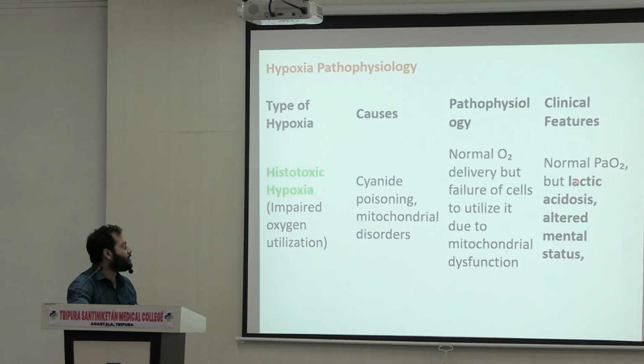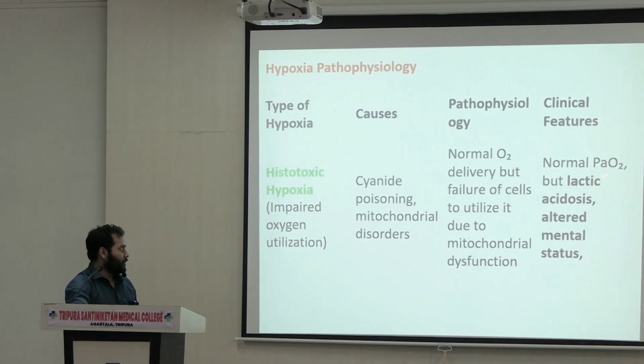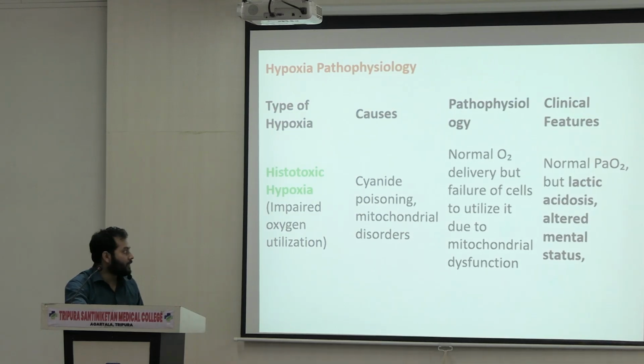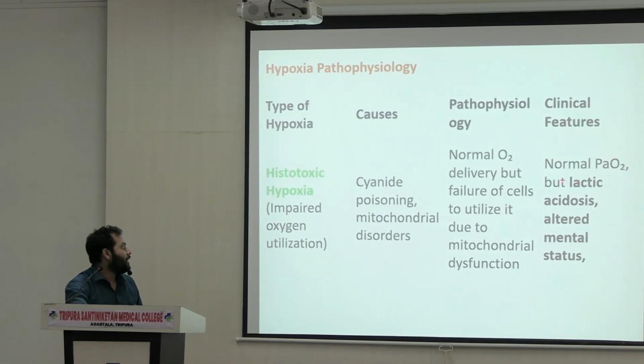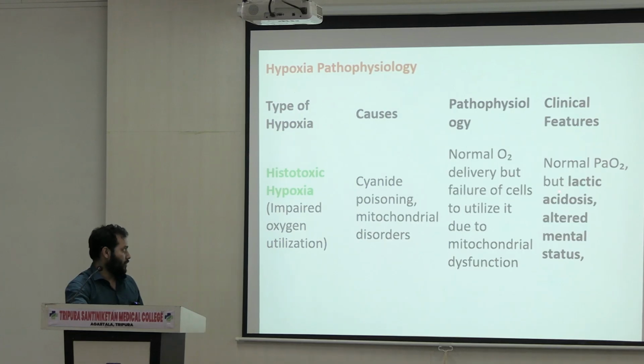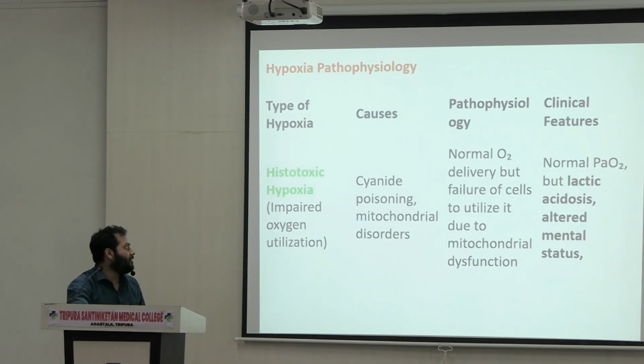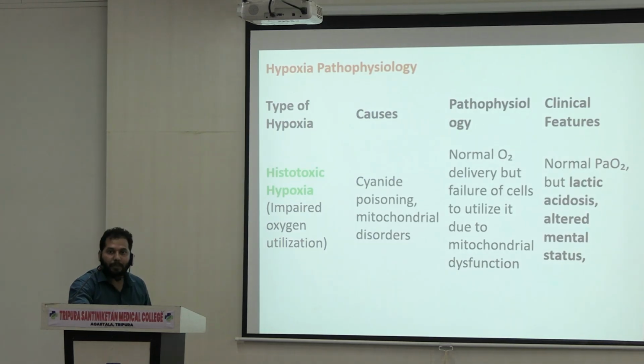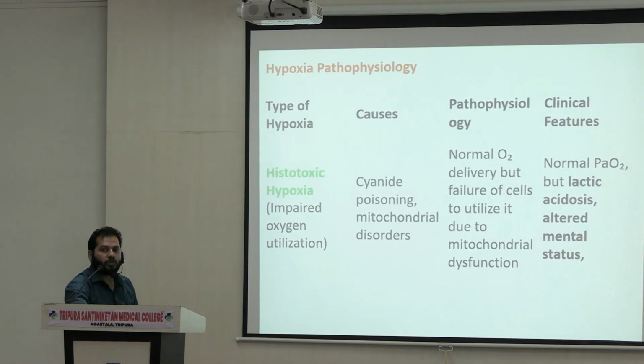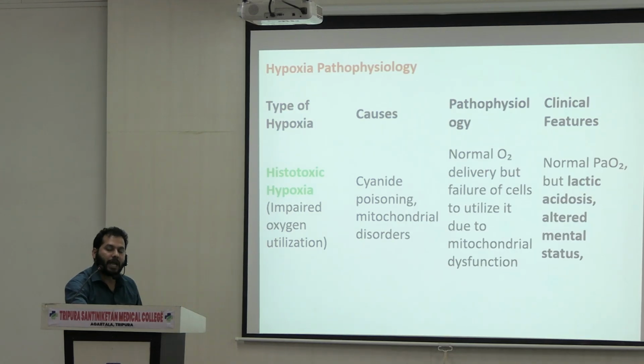Now what are the clinical features? Normal partial pressure of oxygen, but lactic acidosis, right? Meaning as the functions of cells are altered, due to changes in H+ concentrations. So here you can see the clinical features contain lactic acidosis, and even in some cases altered mental status may happen. So these are the most important features of the 4 different types of hypoxia.